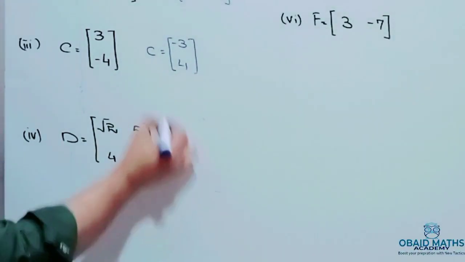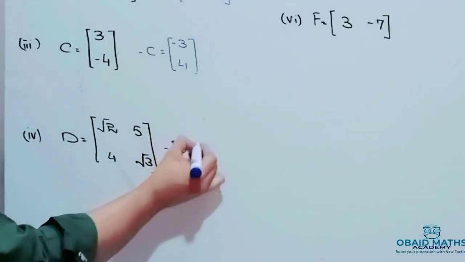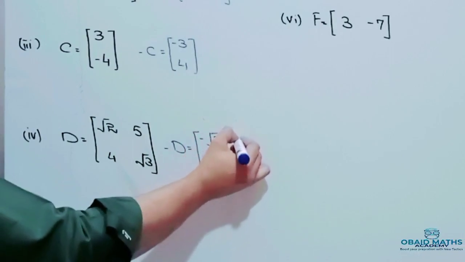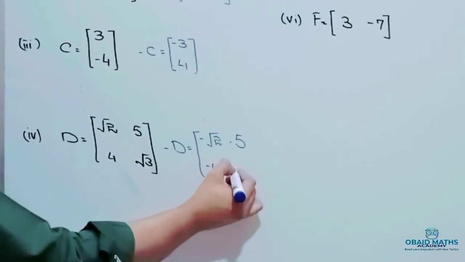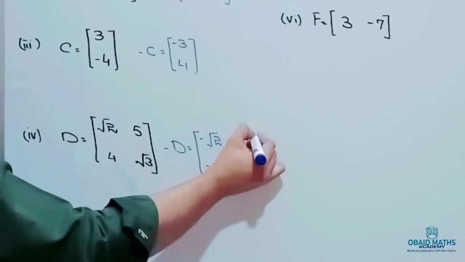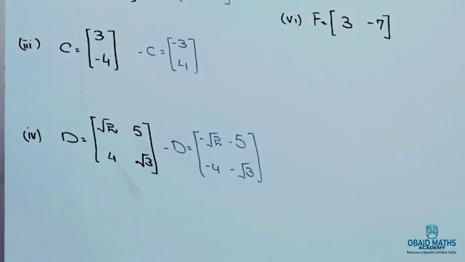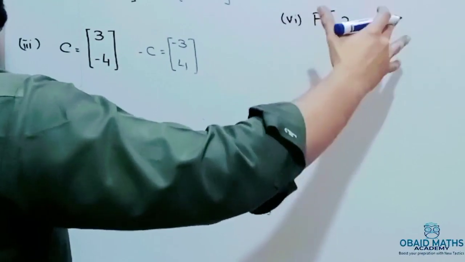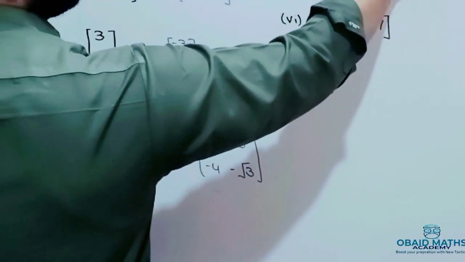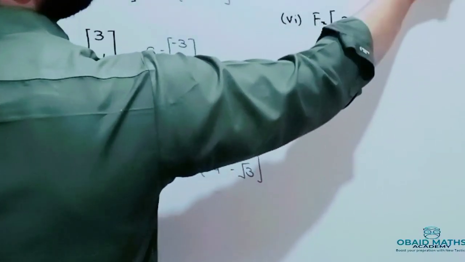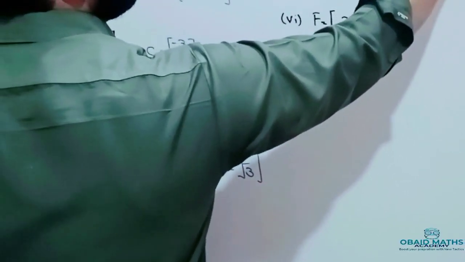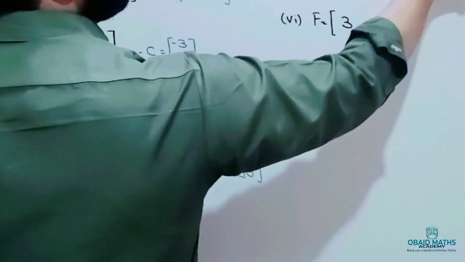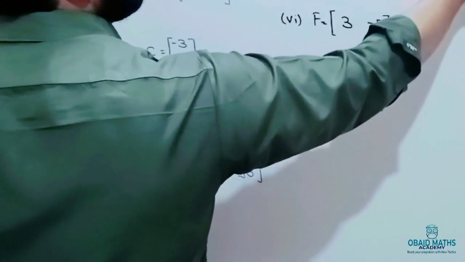Now D form, the negative D is equal to a negative square root of 2, negative 5, negative 4, negative 3, square root, and matrix close. It is very easy. So you have to just convert the sign from positive to negative, or if there is a negative sign, it will be converted into a positive. Now negative E is equal to minus 3, minus 2, minus 1, minus 4, minus 5, and minus 3, matrix close.